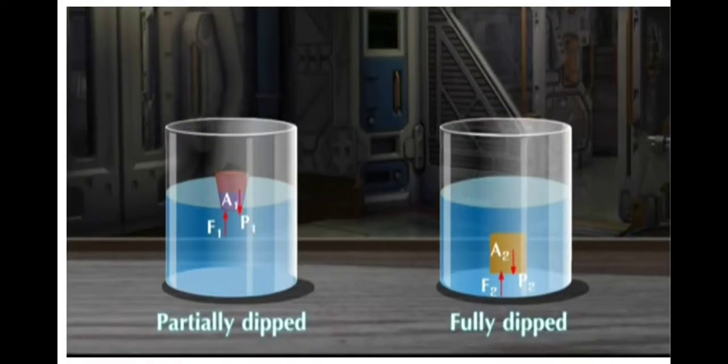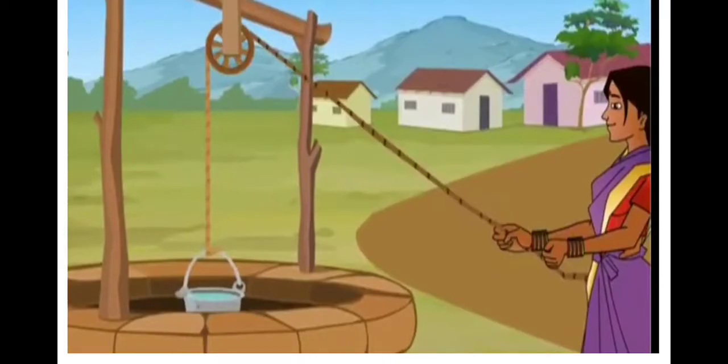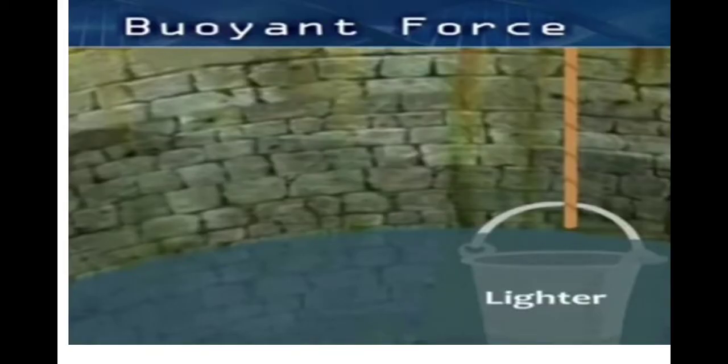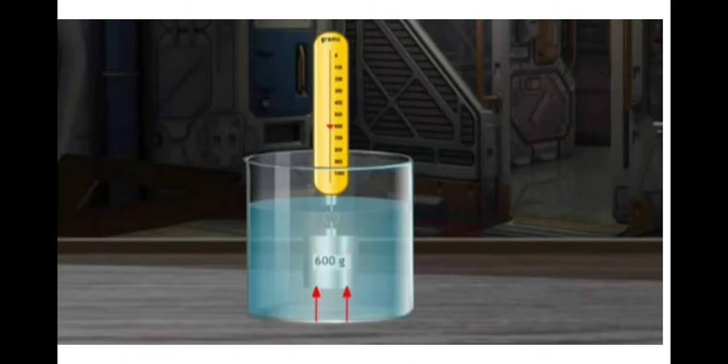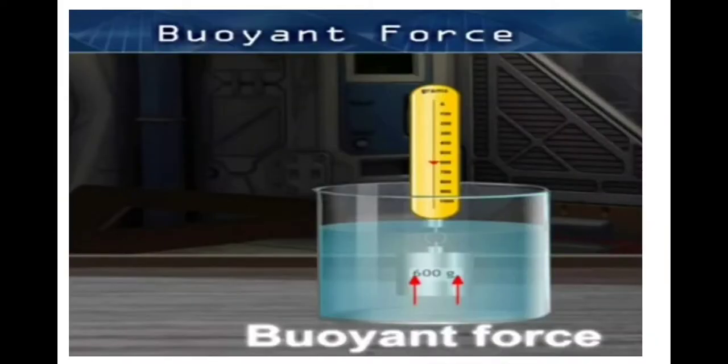Have you ever drawn water from a well? You must have noticed that the bucket of water appears lighter under water but heavier as it comes out of the water. The submerged object appears to lose weight in the liquid due to upthrust or buoyant force. The property of a liquid to exert an upward force on an object immersed in it is called buoyancy.